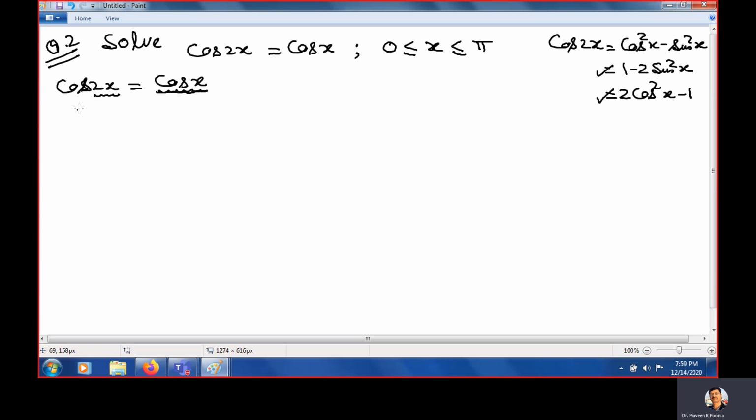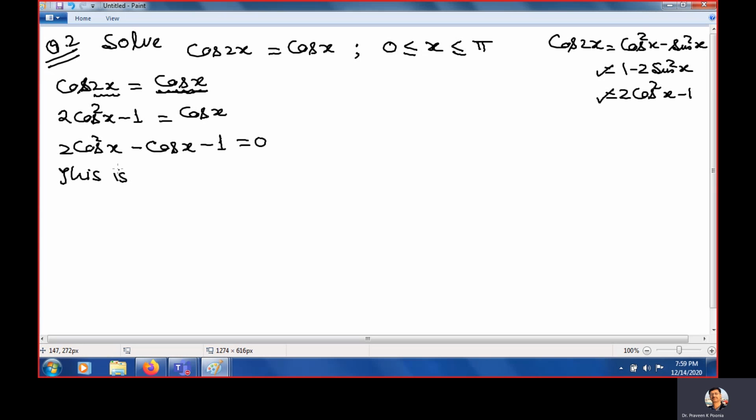What is given? So cos 2x we are going to use as 2 cos square x minus 1 is equal to cos x, and put it here, it is twice of cos square x minus cos x minus 1 equal to 0. And if you solve, this is a quadratic equation.